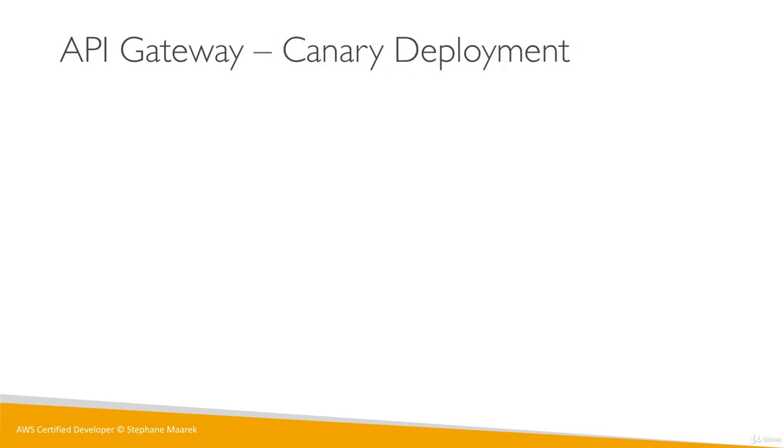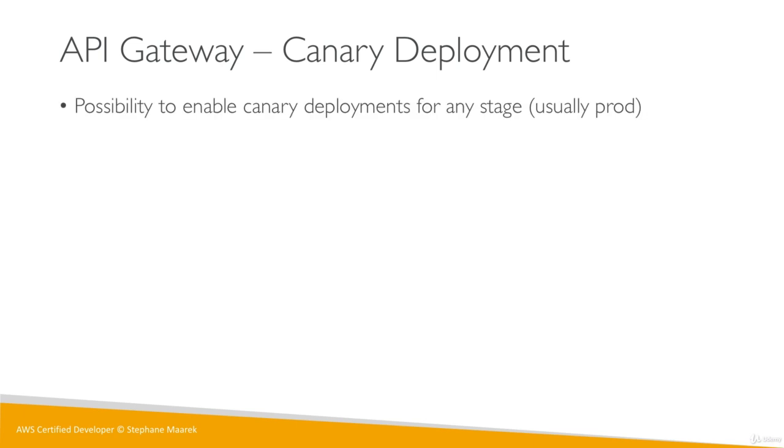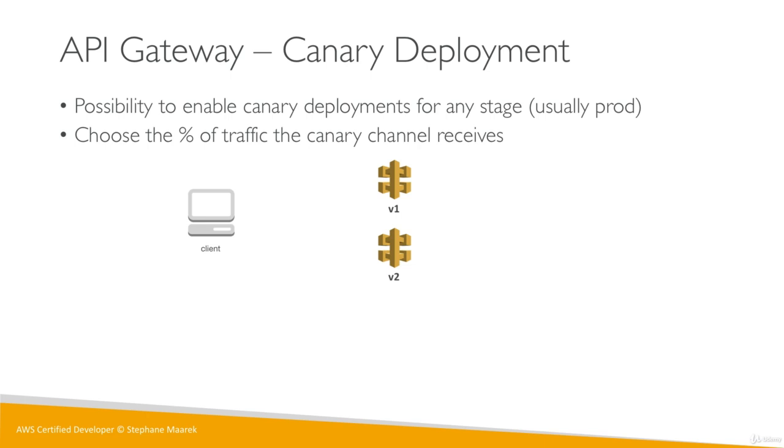Now, finally, when we deploy an API, we sort of want to test a little bit the improvements of our API before going all in. And so this is called canary deployments. Canary deployments can be used at any stage, but usually it's done when you go to production. And so you choose the percentage of the traffic the canary channel or canary deployment receives. So here's an example. We have V1 of our API and V2 of our API, and they all talk to a backend in different ways. It's free to talk however it wants.